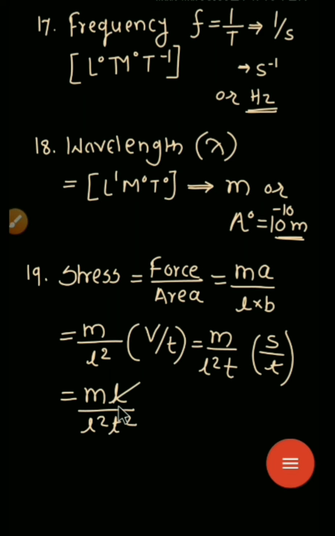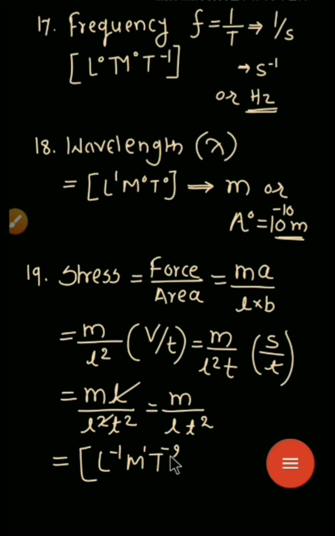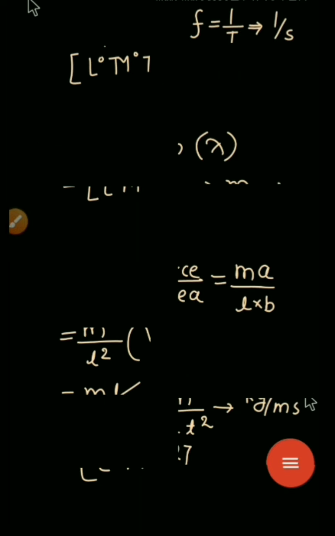So this L will get cancelled here. So this will become m L t². Okay. So यहाँ पे हमारे पास है that is L in the denominator. So this is L^-1 M1 T^-2. This is the dimensional formula for the stress. और अगर इसका यूनिट लिखना है, so this will become kg per meter second square. Next quantity we'll take, that is strain.